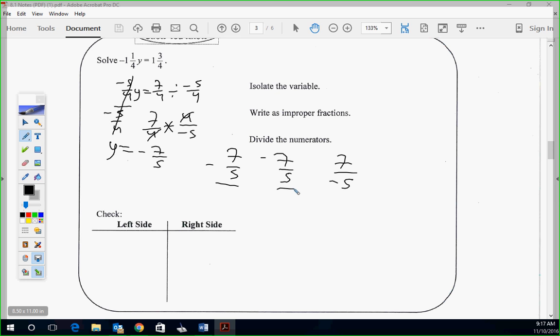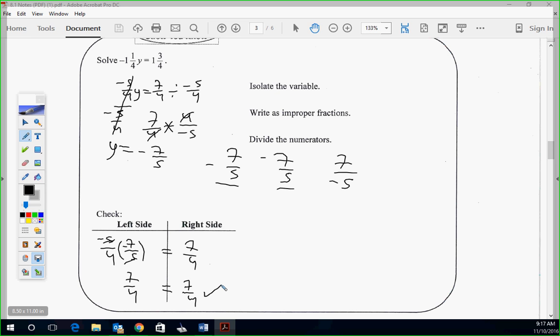Okay, so let's check our work here. Remember, it's easier to check your work on these plugging in after you already made your improper fractions. So negative 5/4 times negative 7/5 equals 7/4. When we multiply these, you can see the 5s are going to cancel. A negative times a negative is a positive 7/4. So you're good.